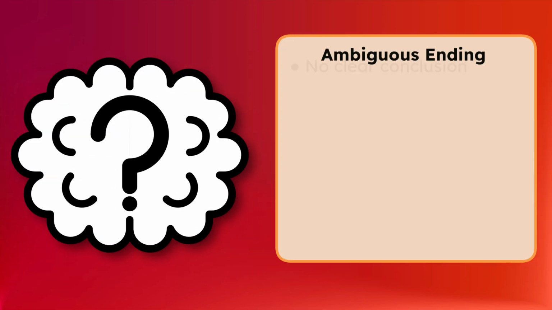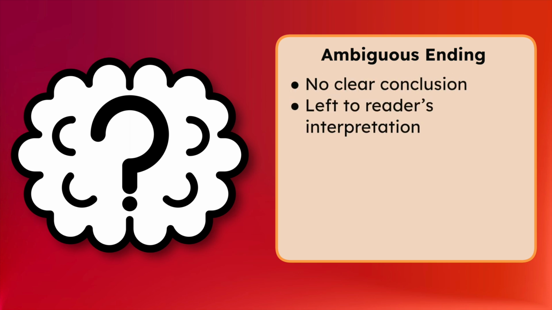Another approach is an ambiguous ending. This means readers aren't given a clear conclusion. Instead, it's left to their interpretation.